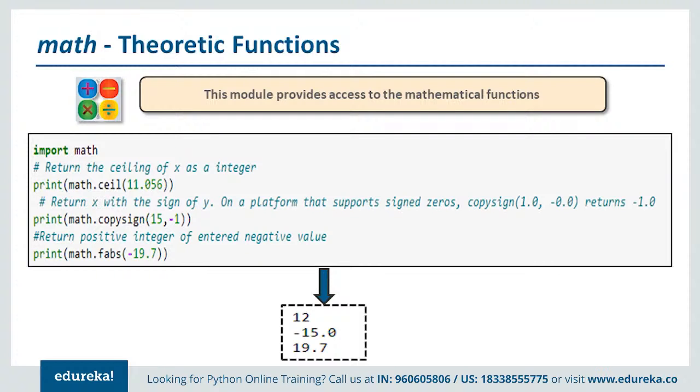If it were above 11.5, it would have given a different value, but now it's giving us 11.056. It will give the ceiling value of 12 here.